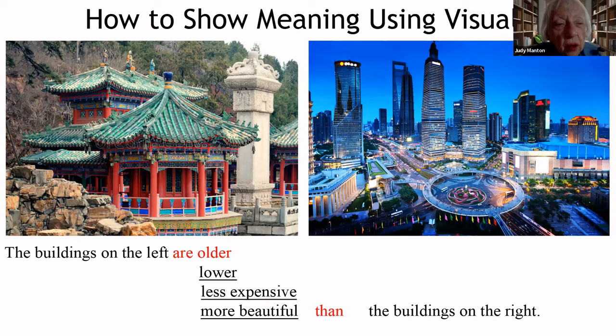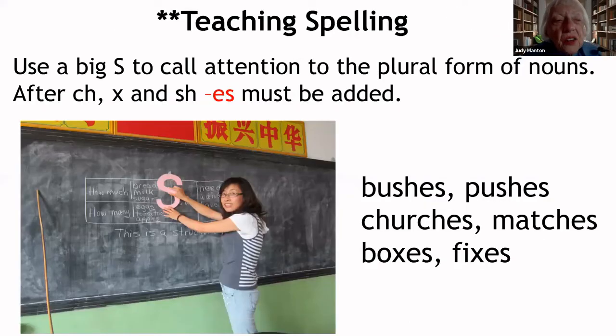Teaching spelling. Use a big S, and I mean a big one made out of paper. Use a big S to call attention to the plural form of nouns. After CH, X, and SH, ES must be added. The ES is pronounced as a separate syllable. Bushes, pushes, churches, matches, boxes, fixes.